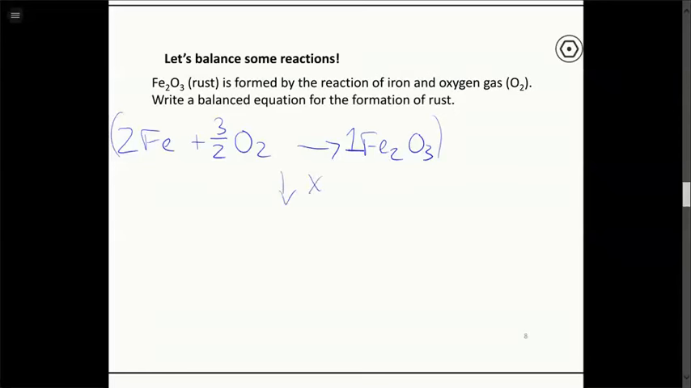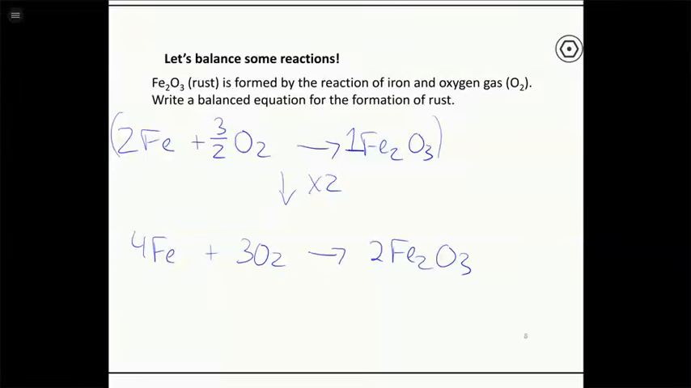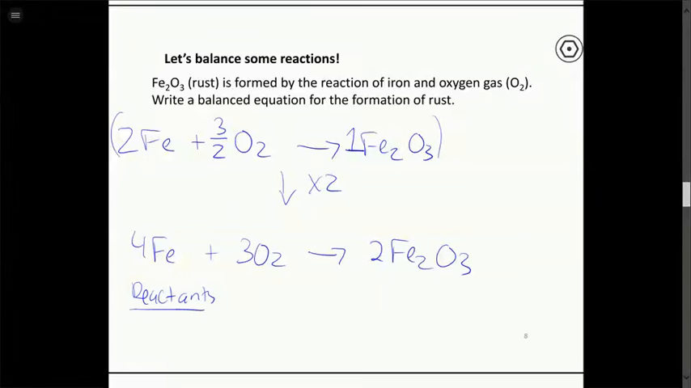So we're going to multiply everything by 2, and we get 4Fe plus 3O2 goes to 2Fe2O3. So every coefficient gets doubled from what we started with, and now we can check our work. So on the reactant side and then the product side, we have to make sure that the number of atoms are the same of each type.